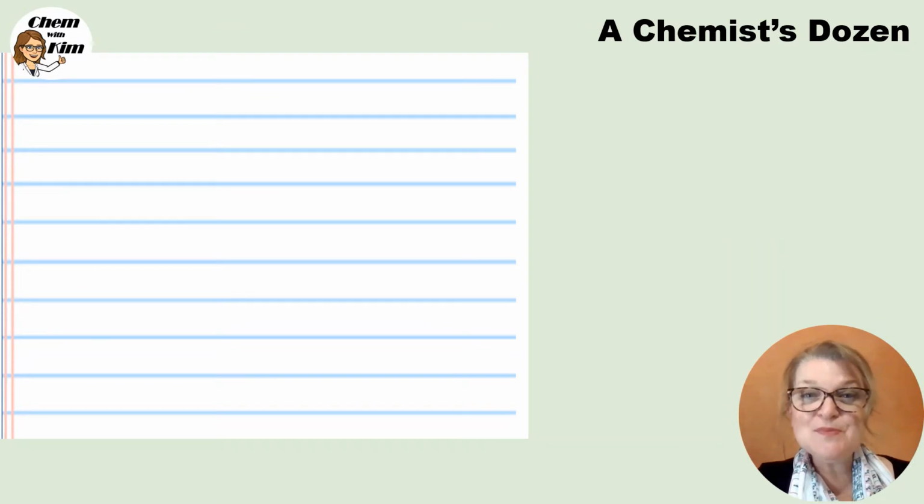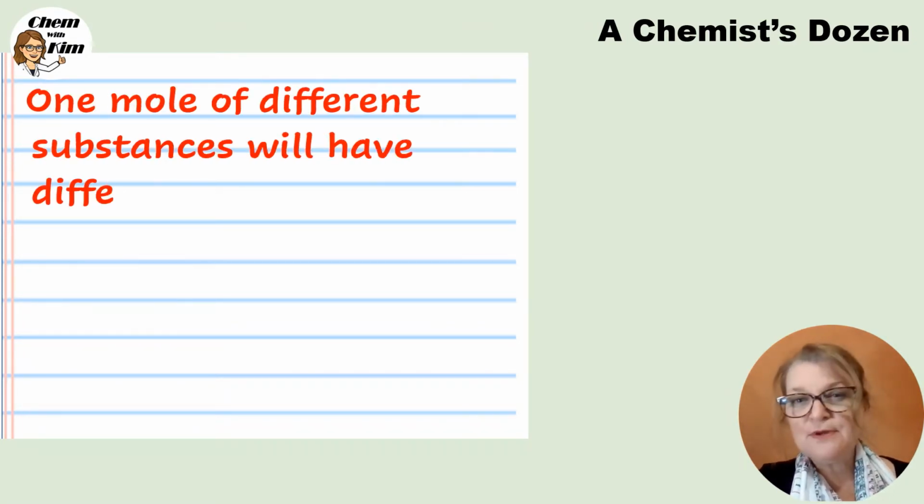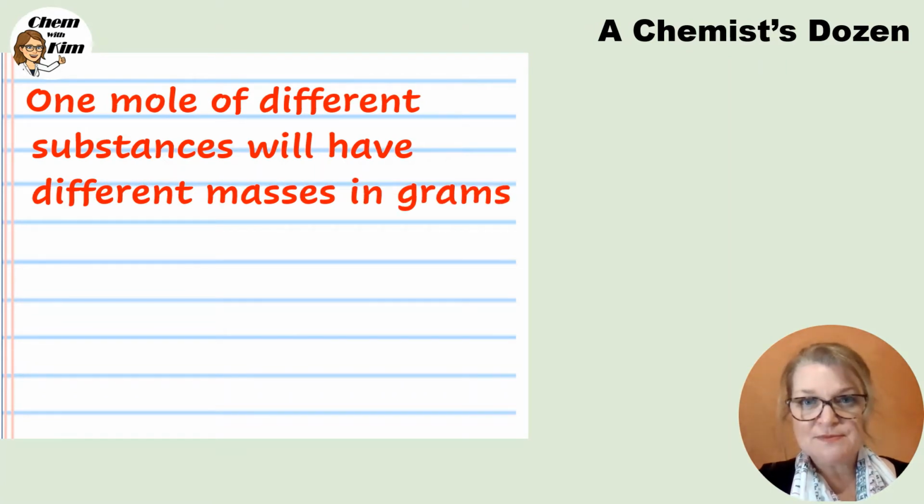So it's important to remember that a mole of different substances will have different masses in grams. Even though they both will contain 6.02 times 10 to the 23rd pieces, and let's look at it this way.